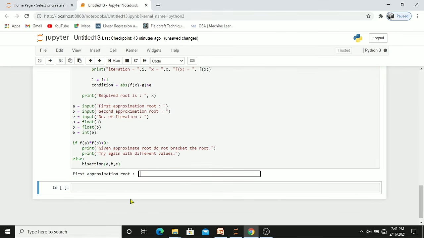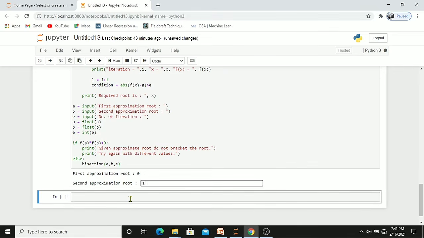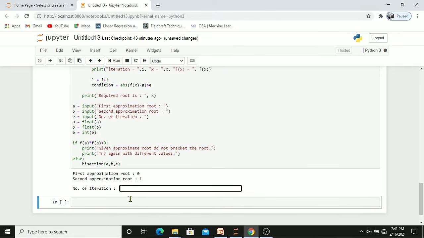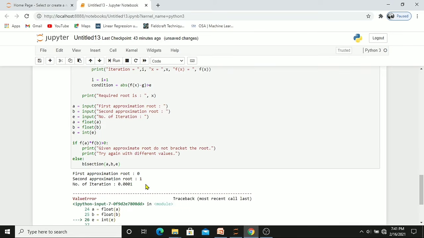Let's have the execution. It is asking for the first approximation root. So let's start with the 0 value for a, 1 for b. Number of iteration, yes, we need to change it here, right? So here this is not the number of iteration, this is about the error. So what is the error? 0.0001. It was asking about the 0.01%. So this is the value we have given.